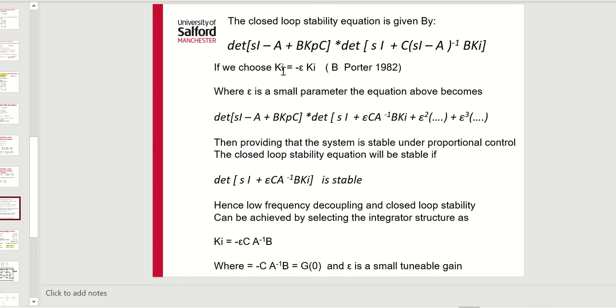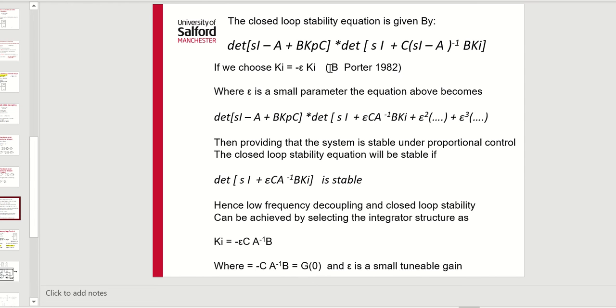Now, if we choose Ki equal to minus epsilon times Ki, where epsilon is a small number, then we can use singular perturbation analysis to re-represent this part of the equation as sI plus epsilon CA to the minus 1 BKi plus epsilon squared times some term plus epsilon cubed times some term. And if epsilon is small, then epsilon squared is very small and epsilon cubed is even smaller, so we can disregard that part there. So the stability equation here simplifies down to this term here.